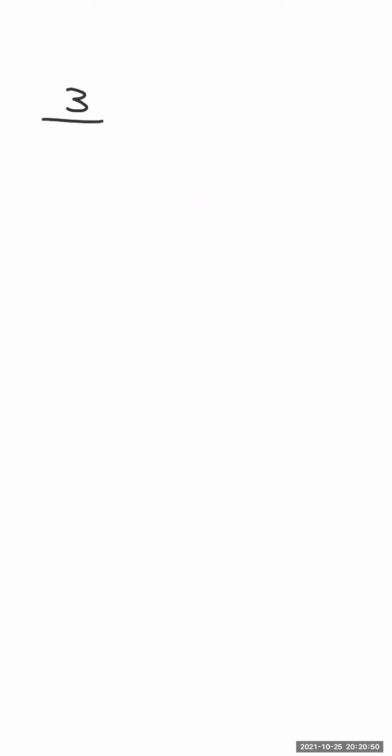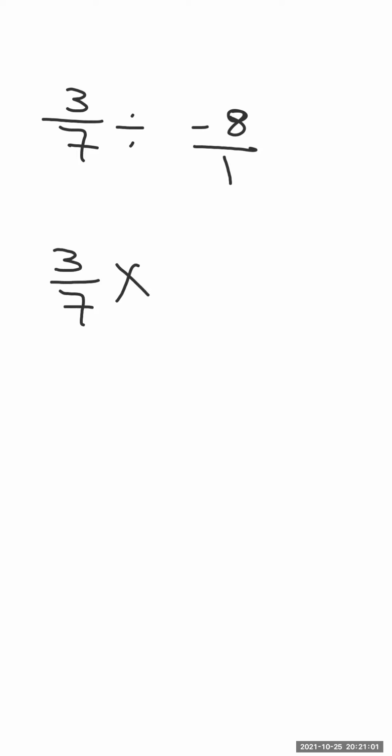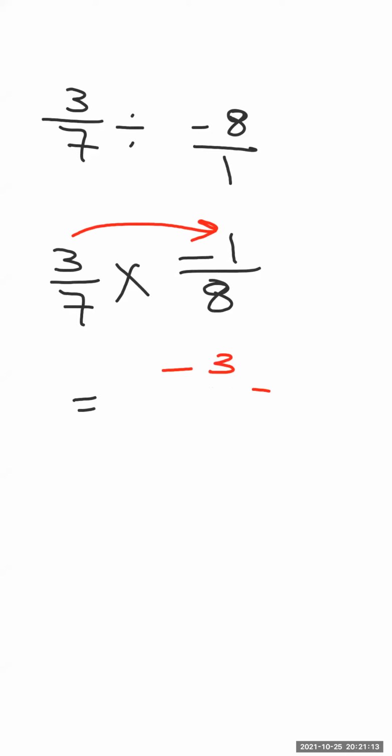So one more question. If I want to divide 3 over 7 by -8, actually -8 or any whole number is over 1. So this means that 3 over 7 times -1 over 8. So now multiply these numbers. 3 times -1, it will be -3. 7 times 8, 56.